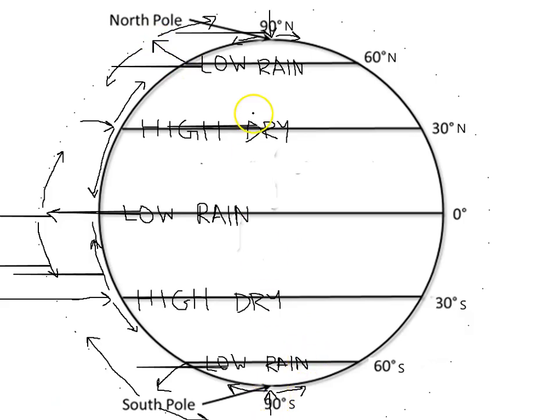And finally, the last one we didn't mark is the North Pole. The North Pole is going to be a high pressure zone, and a high pressure zone, just like 30 degrees north and 30 degrees south, is dry.